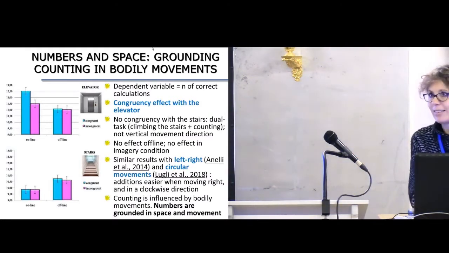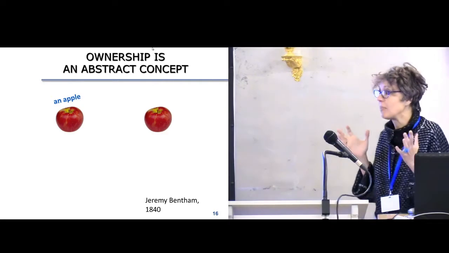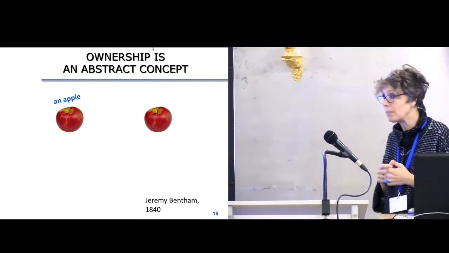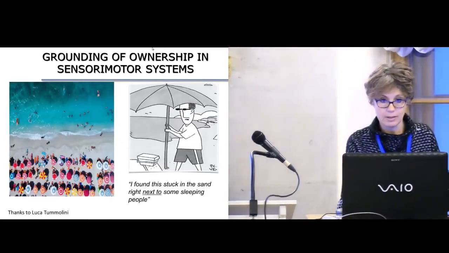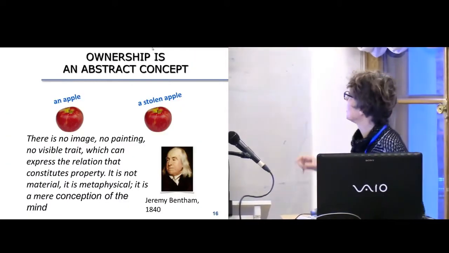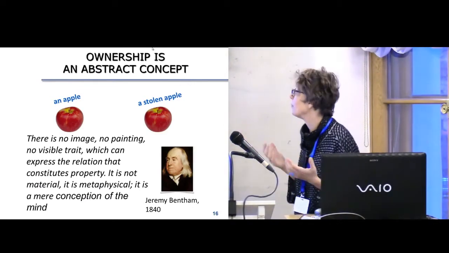But there is a huge literature on this, and as I said, I'm focusing only on the studies of our lab. Another example is the concept of ownership. Ownership can be considered an abstract concept. Why? This is an apple, and this is a stolen apple. The apple and the stolen apple do not differ from a perceptual point of view.